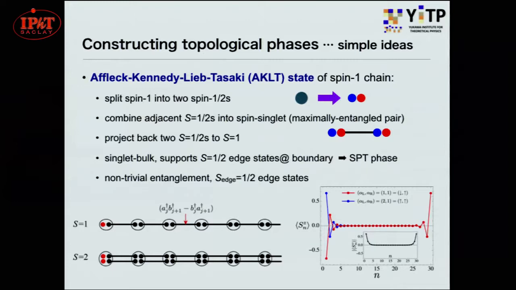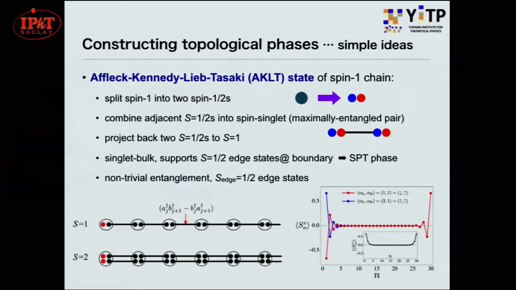So the first simple example of a topological phase is the so-called Affleck-Kennedy-Lieb-Tasaki state of the spin one chain, which is known to be a symmetry-protected topological phase. This is a spin state in a spin one system. So the physical degree of freedom is clearly a spin one object sitting on each site. But at the first step, we divide this spin one object into two spin one halves. So we somehow expanded the physical Hilbert space, which is originally three-dimensional, to a four-dimensional space spanned by two spin one halves, right?